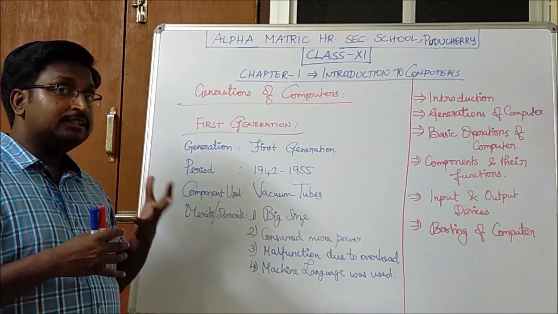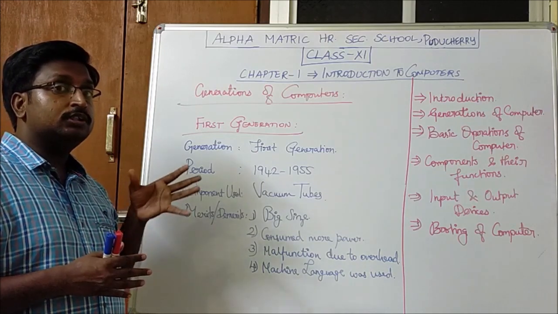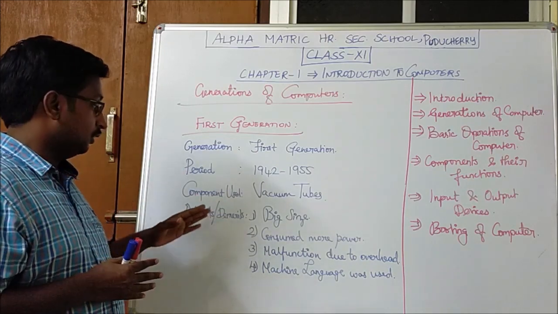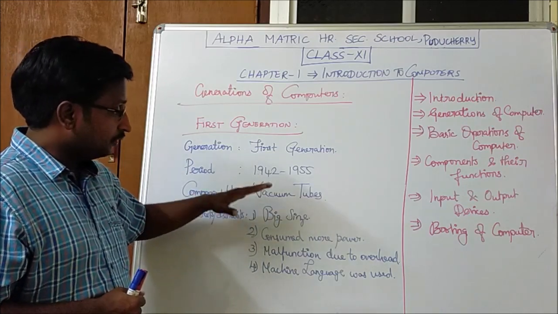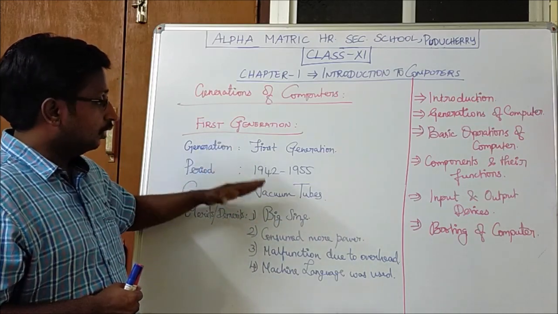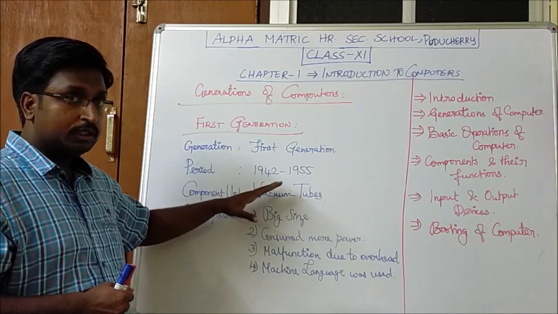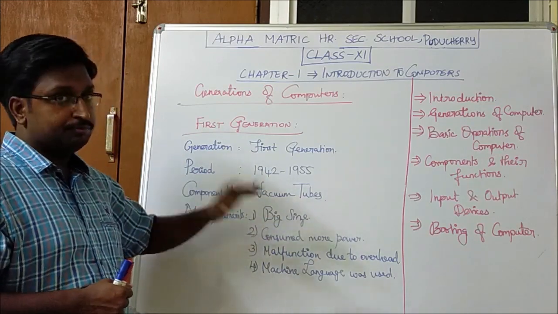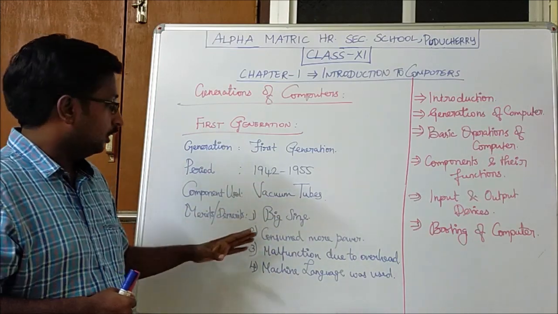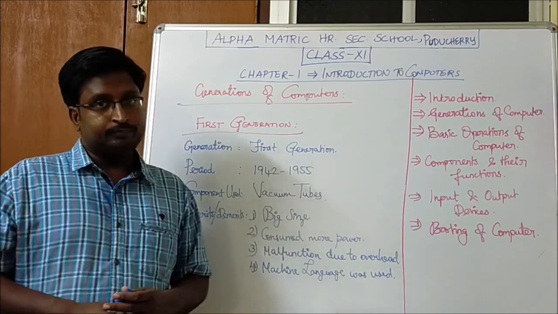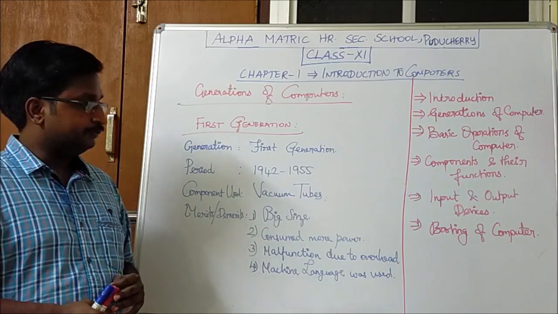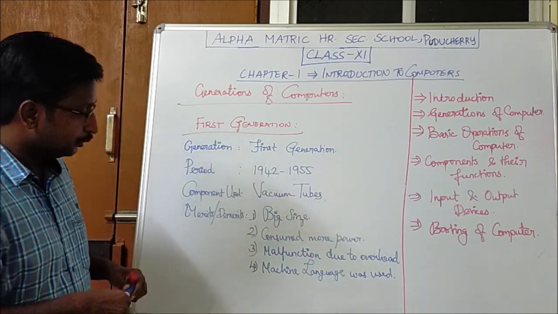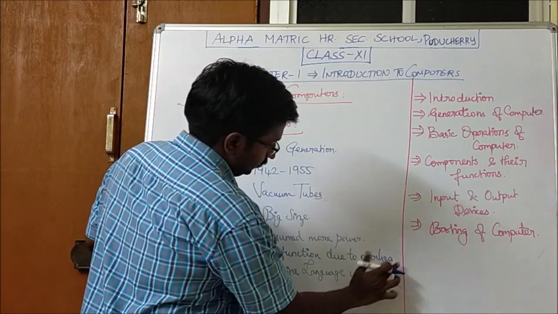So what are the disadvantages of using these vacuum tubes? We are going to see that, the merits and demerits. The vacuum tube is big in size. Because of using vacuum tubes in the computers, the computer size is big. Also, it consumes more power, and there is malfunction due to overheating.